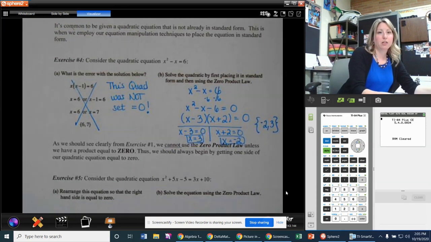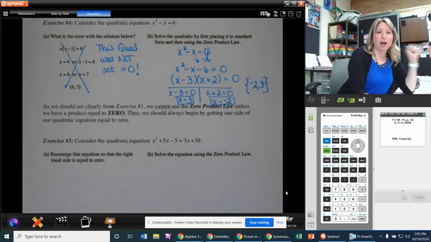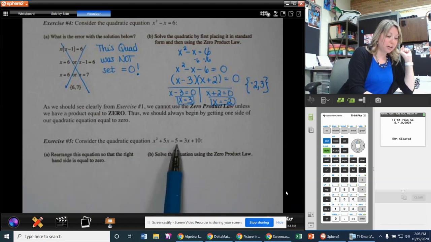There we have it. One last consideration to be made. That would be exercise 5. X squared plus 5x minus 5 equals 3x plus 10.